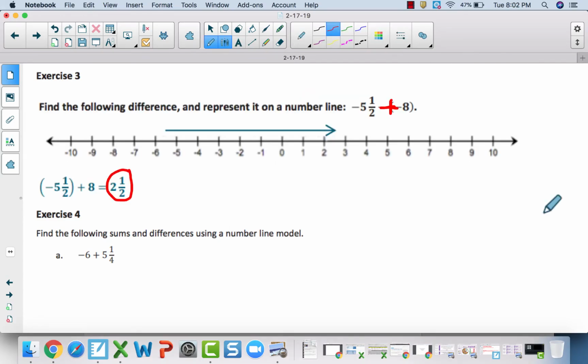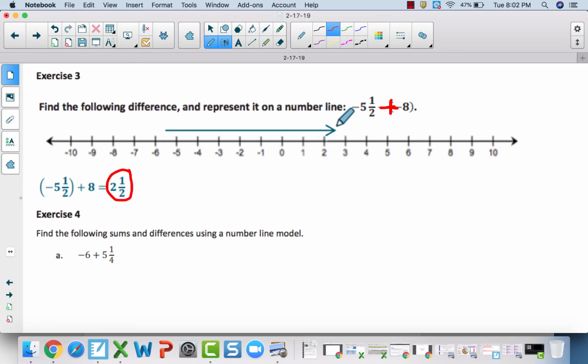For number 3, or exercise 3, hopefully you got a difference of 2 1/2. Keep in mind, we're finding the difference because we are subtracting. We switch it to an addition problem, and then we find the sum of that. But the original problem is asking about subtraction, so that's the difference ultimately. Now, anytime you have those two subtraction or negatives back to back, you just switch it to a big plus. So that's why here you see -5 1/2 plus 8.